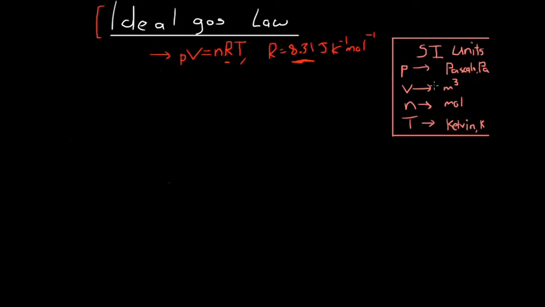Now, a few things that we need to know about the ideal gas law are, firstly, the standard units. Just like any equation, we have to make sure we're using the correct units for all the calculations and measurements that we're plugging in to ensure that we get the right result. The standard unit for pressure is pascals, given by Pa. The standard unit for volume is cubic meters. The standard unit for moles is, obviously, mole. And the standard unit for temperature is Kelvin.